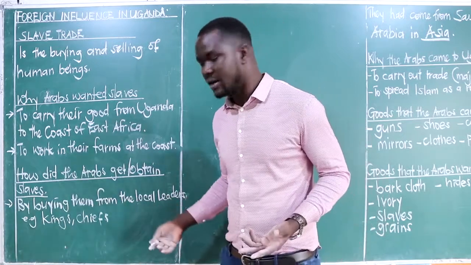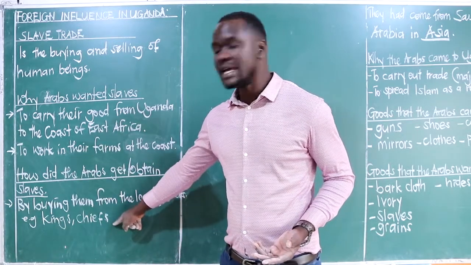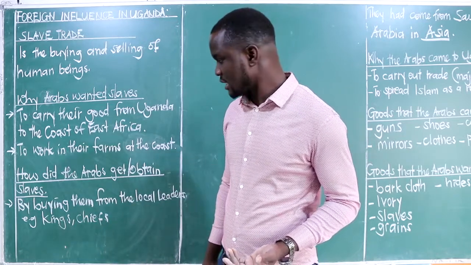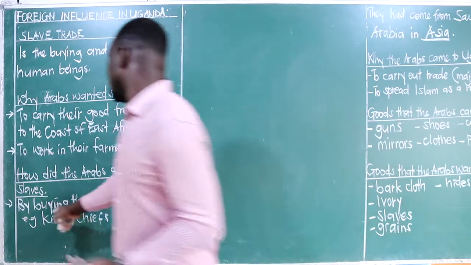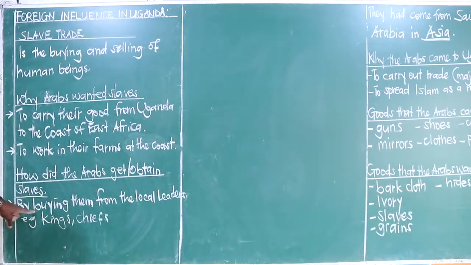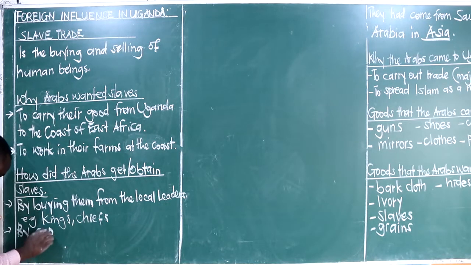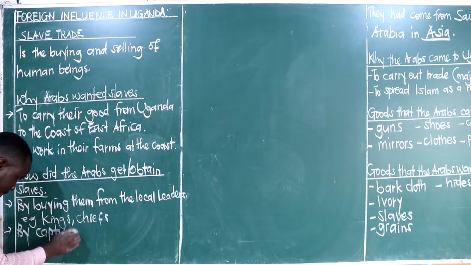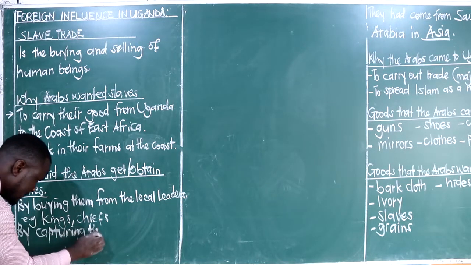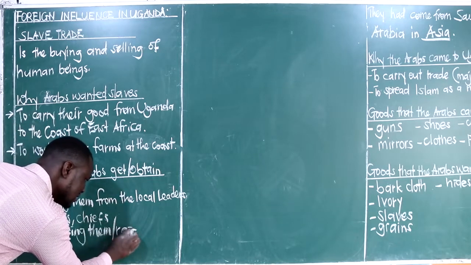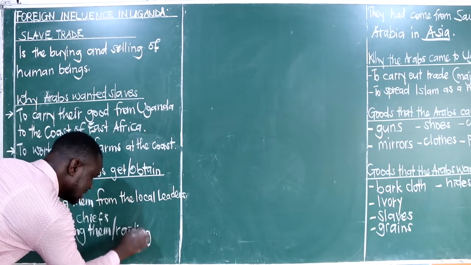Why? Because they were benefiting from it. They could sell people and they get these gifts from the Arabs. That was very bad. So the Arabs could get the slaves by buying them from the local leaders. Then secondly, the Arabs could get slaves by capturing them. This is what we call raiding villages.